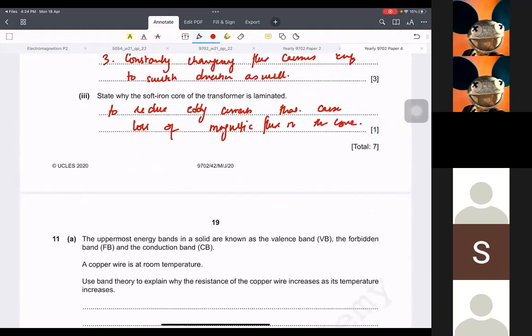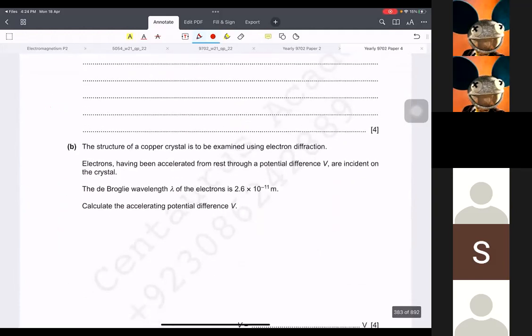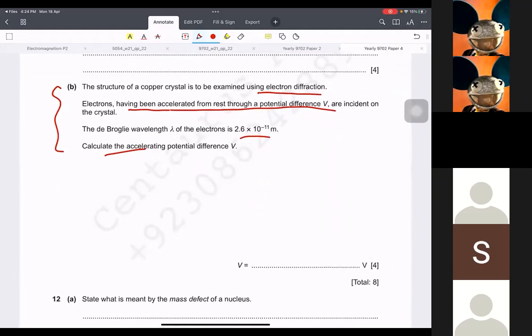Okay, what is this? Valence band is not there anymore. Good thing. Okay, this is, however, there. The structure of copper to be examined using electron diffraction. Electrons having accelerated through this, okay, de Broglie wavelength, calculate the accelerating potential difference. Oh, interesting.